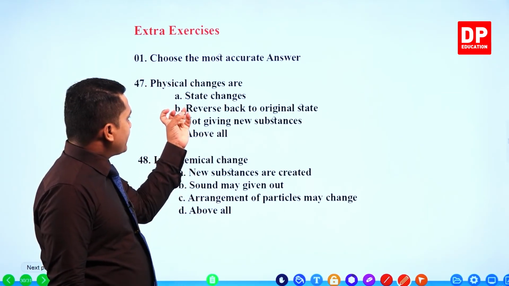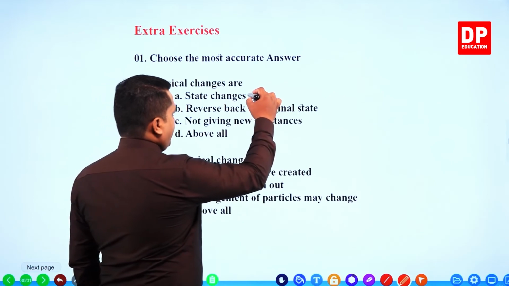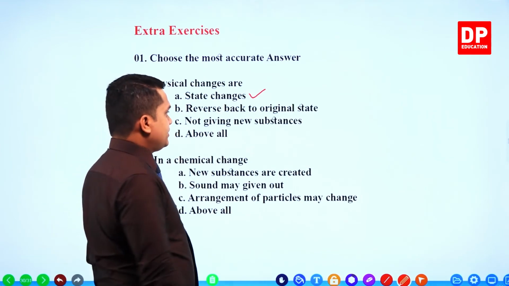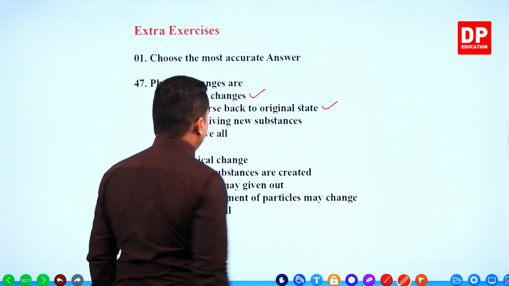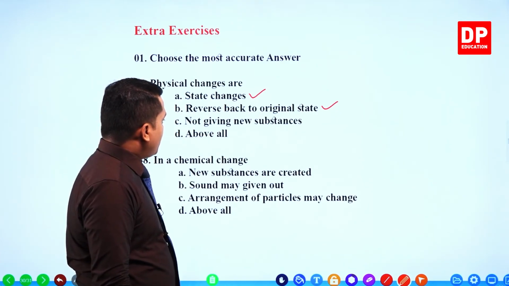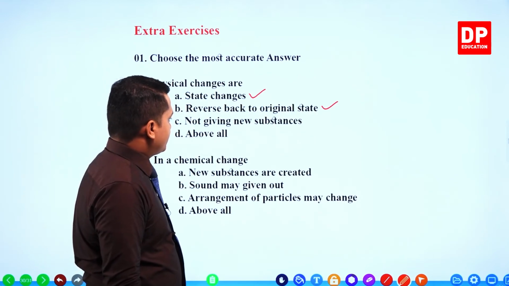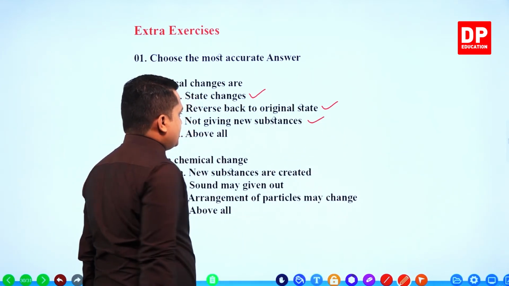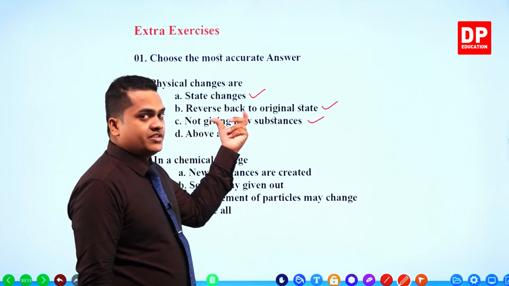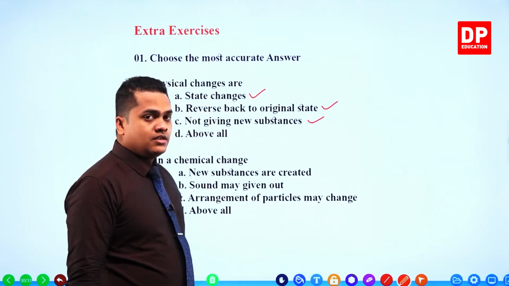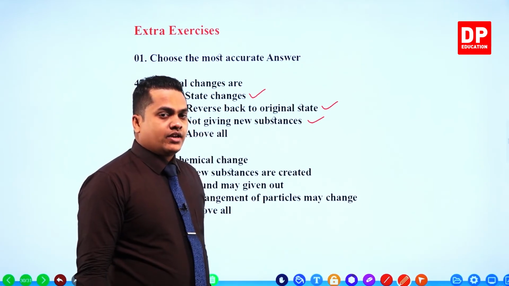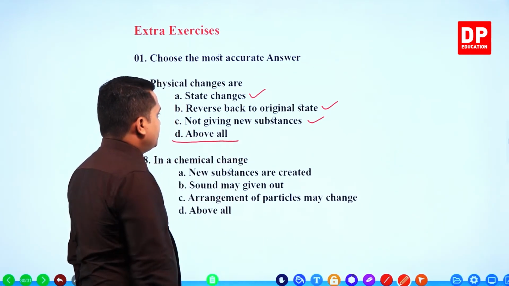Physical changes are state changes. Correct. Reverse back to original state. That is also correct. Third one, not giving new substances. That is also correct. Physical changes are not giving new substances and they can be reversed back to the original state, and they are simply state changes. So all of these responses are correct. So our answer would be above all.